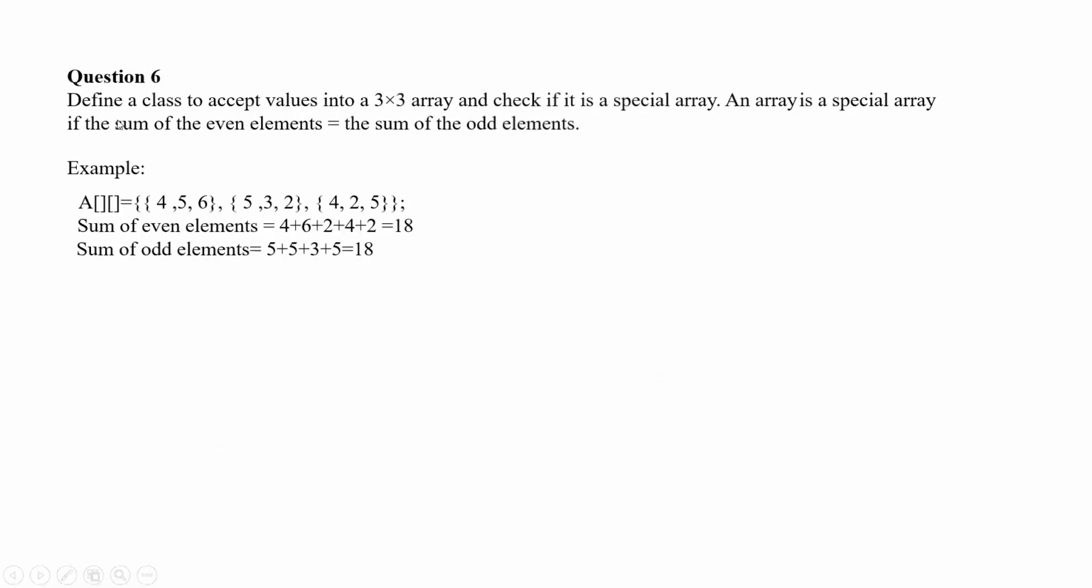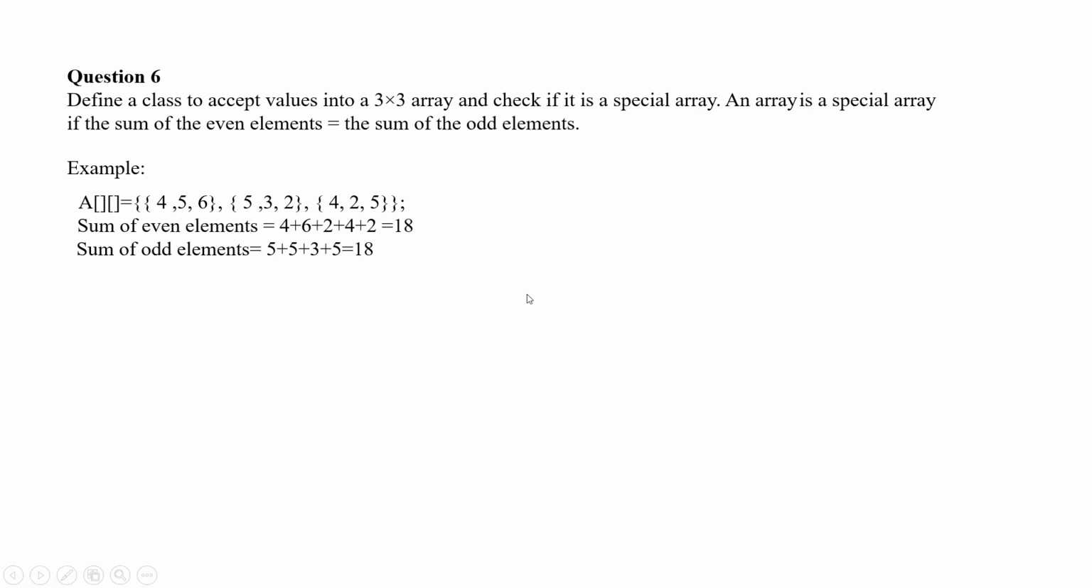Question 6. Define a class to accept values into a 3x3 array and check if it is a special array. An array is a special array if the sum of the even elements equals the sum of the odd elements. Example: A is a 2D array, A[][] = 4, 5, 6, 5, 3, 2, 4, 2, 5. Now, the sum of the even elements is 4 plus 6 plus 2 plus 4 plus 2 equals 18. Sum of the odd elements, 5 plus 5 plus 3 plus 5 equals 18. Both are the same. Thus, this array is a special array.